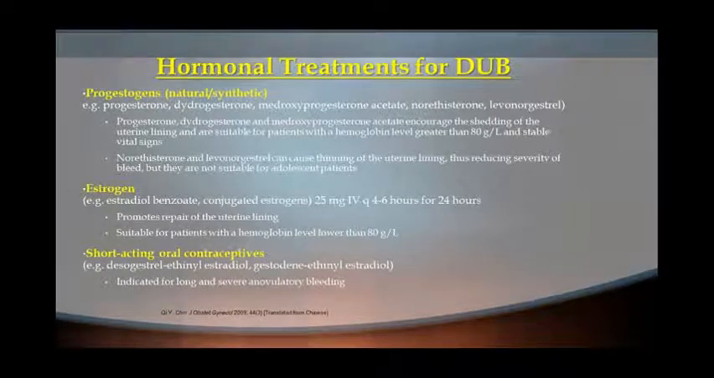Hormonal treatment mainly is divided between progestogens and estrogen, but progestogens are the main effective formula for treating irregular and heavy menstrual bleedings. And the agents that we deal with are the most common progesterone, dydrogesterone, medroxyprogesterone acetate, norethindrone, and levonorgestrel. The first three, progesterone, dydrogesterone, and medroxyprogesterone acetate, are mainly targeting the lining of the uterus by encouraging the shedding, while norethindrone and levonorgestrel aim at thinning the lining.